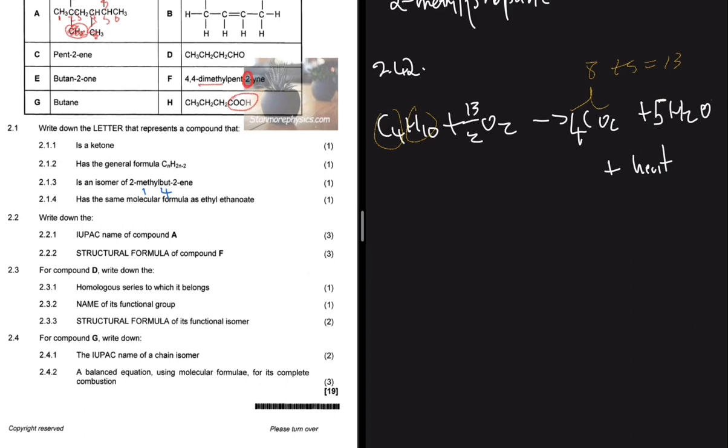And a fraction doesn't really look nice, right? Now the equation is balanced, but a fraction doesn't really look nice. So we're just going to multiply everything by 2 so that we don't have a fraction. So we're going to get 2C4H10 plus 13O2 giving us 8CO2 plus 10H2O.